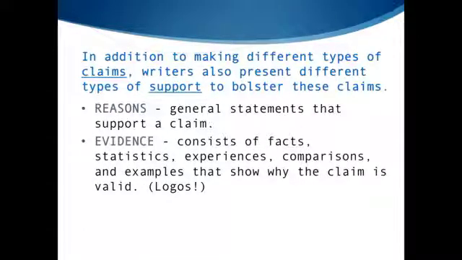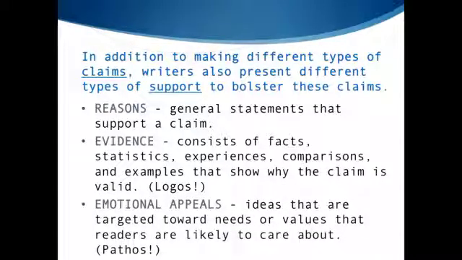Now the evidence, this is where you get specific. This is what you might expect to see within the body of the essay itself. So within your body paragraph and your supporting paragraphs, which are the same thing, this is where you would actually have to prove the truthfulness of your reasons. So what kind of evidence are we talking about? Well, there are different kinds of evidence: facts, statistics, experiences, comparisons or analogies, examples, anything that's presented to show why the claim is valid. So we're talking mostly about logos here.